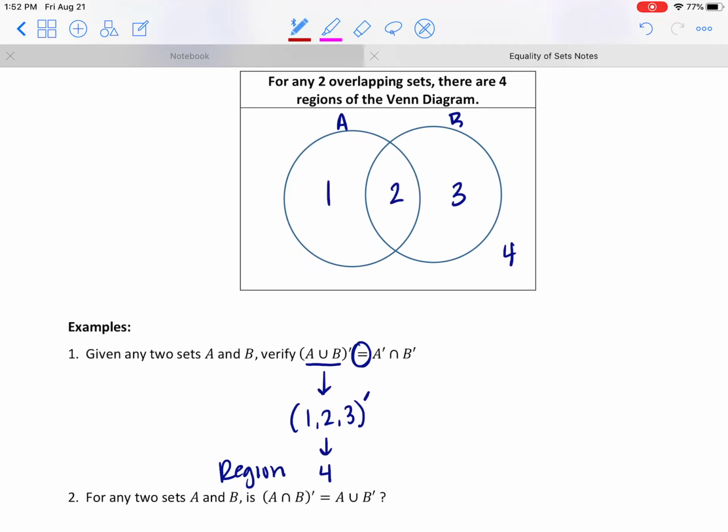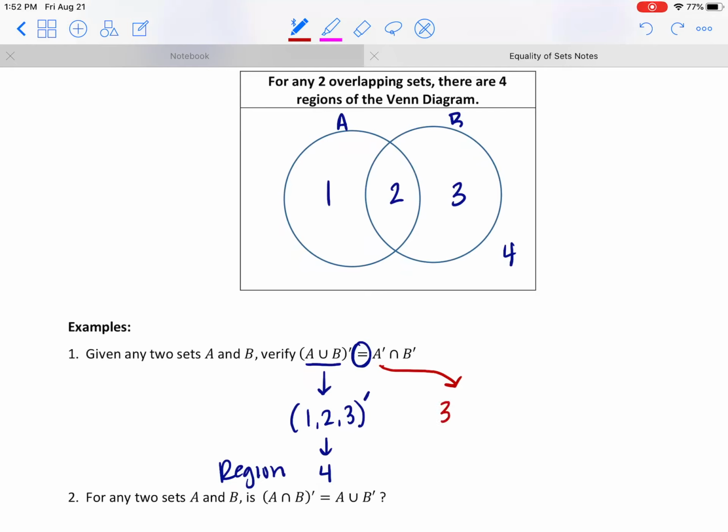So over here, actually I don't want the arrow to go there. Let's go here with the complement of A. So A includes regions 1 and 2, which means the complement is going to be regions 3 and 4. These are the regions that are not in A. Okay, so regions 3 and 4.